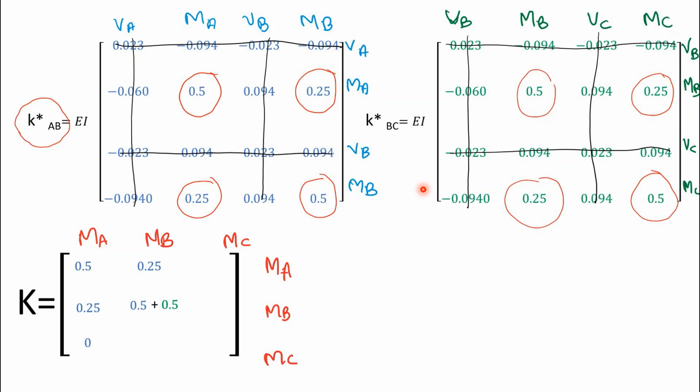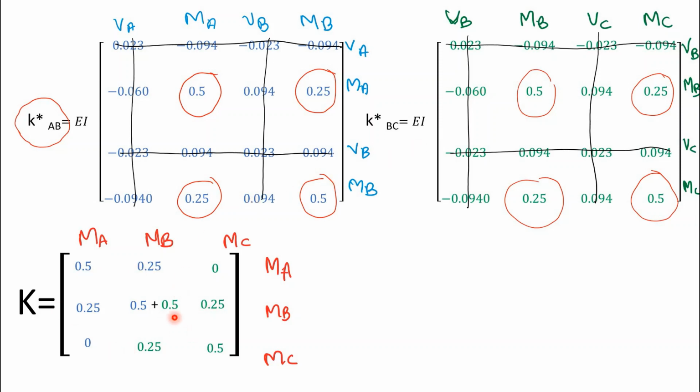So, we just have to look at the case BC. So, MB, MC is the value 0.25. Now, MC, MA. MC and MA is not coming in any of the element stiffness matrices. So, we will keep that value as 0. And MC, MB. MC, MB is here in case BC, which is 0.25. And MC, MC is 0.5. Okay, this is how we develop global stiffness matrices from element stiffness matrix of each elements.